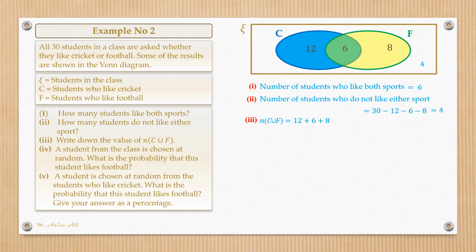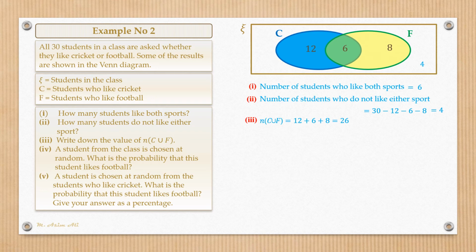So we will add up all the numbers in various regions of C and F. 12 plus 6 plus 8, these are 26 in number. Remember that the 12 students are those who like cricket only, they do not like football. And 8 students like football only and they do not like cricket. And 6 students like both cricket and football. And the number of students who like cricket is not 12. They are 12 plus 6, 18.